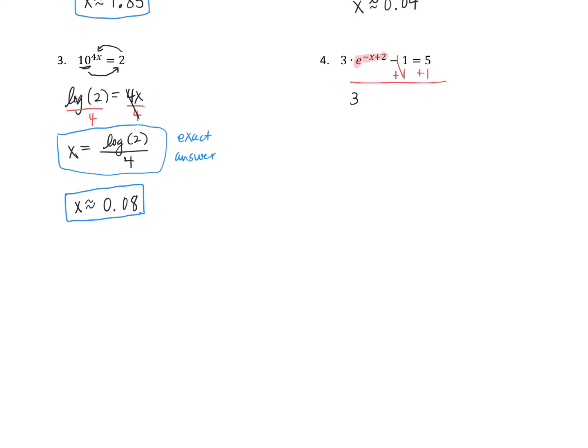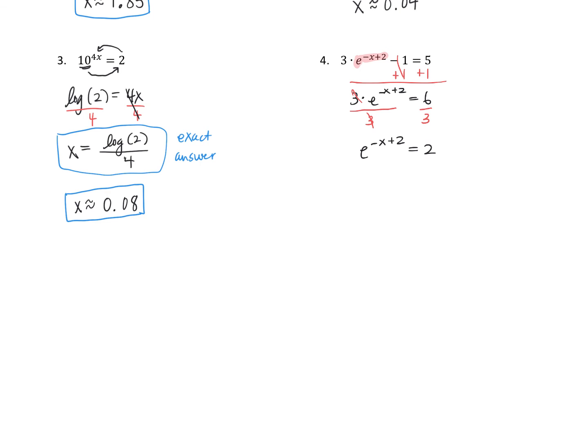And we would get 3 times e to the negative x plus 2 is equal to 6. Still trying to get that e to by itself. So we would want to divide by 3. Since we're multiplying by 3, we undo that with division. So we would have e to the negative x plus 2 is equal to 2. I now have my exponential expression isolated on the left.